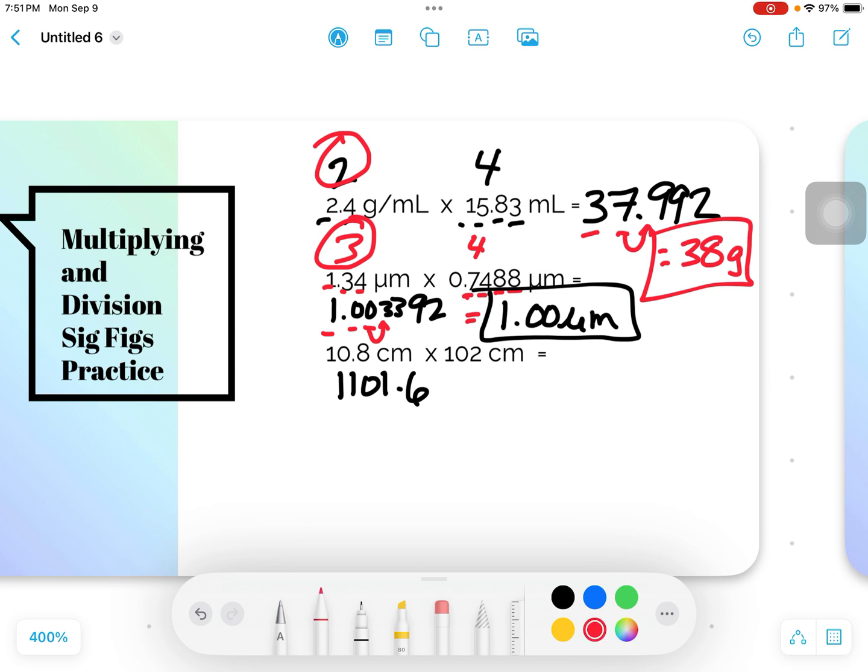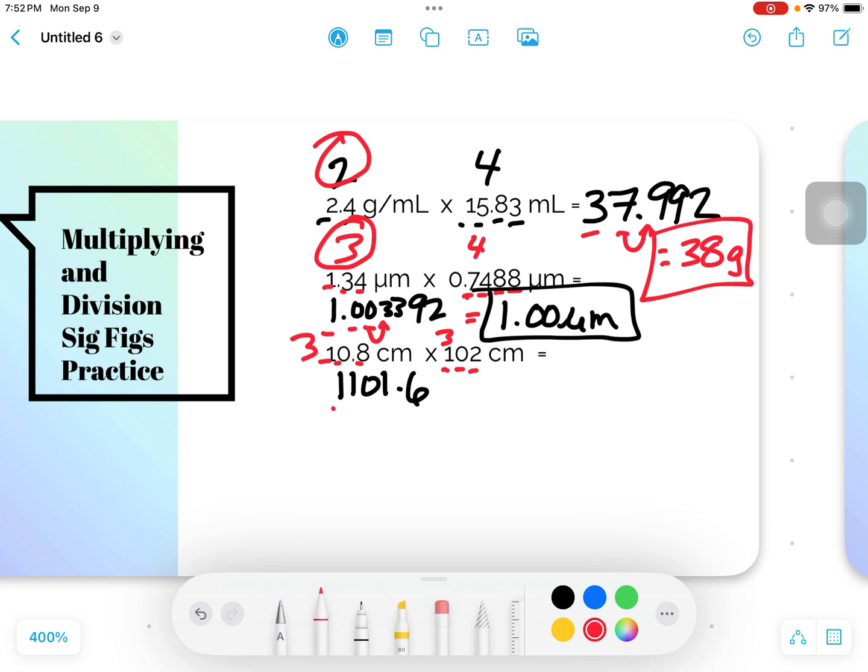Again, we need to look at our numbers and figure out how many sig figs to go to. So we have 1's a sig fig, the 0 is a sig fig because it's sandwiched between two numbers, and 8's a sig fig. So there are 3 here. 102, 1's a sig fig, the 0 is a sig fig because it's sandwiched between two numbers, and 2's a sig fig, so we have 3. They're both 3, meaning we're going to go to 3.